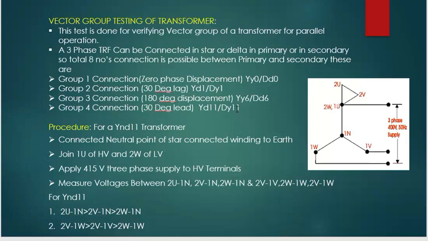Here only one case is shown, for a YND1 transformer. For a YND1 transformer, to assess its vector group, we have to connect the neutral point of the star connected winding to what? Join 1U of HV to 2W of LV, apply a 415 volt 3-phase supply to the HV terminals, measure the voltage between LV winding 2U, 2V, 2W with respect to the HV winding neutral, and measure the voltages of 2V, 1V, 2W, 1W and 2V, 1W.